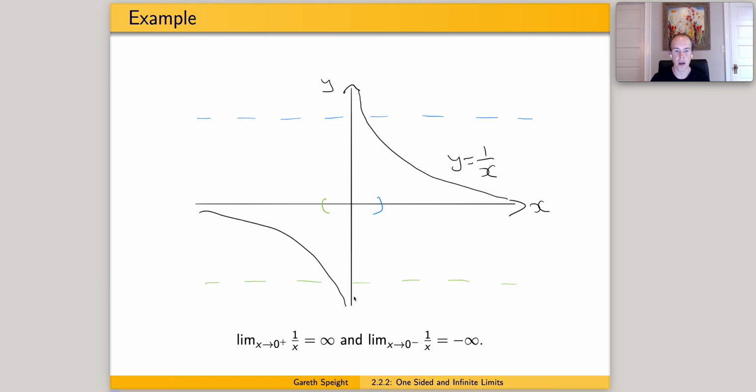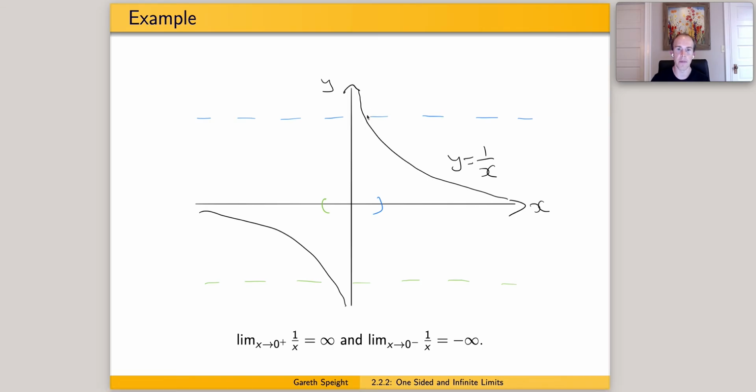So I claim that in this case, the limit as x tends to 0 from the right of 1 over x is infinity, and the limit as x tends to 0 from the left of 1 over x is minus infinity. So let's untangle why that's true. If we're looking at the first one, a limit being infinity, that means however large we want to make the values of the function. So here is a blue line, and I could make it as high up as I want. We can make the function lie above that, provided we make x sufficiently close to 0 and on the right of 0. Okay, and that's true in this case, right?